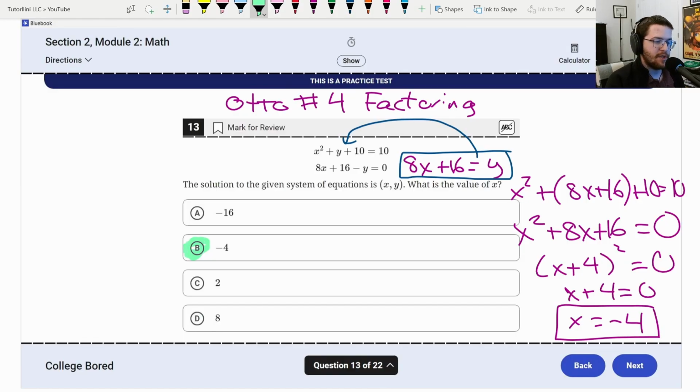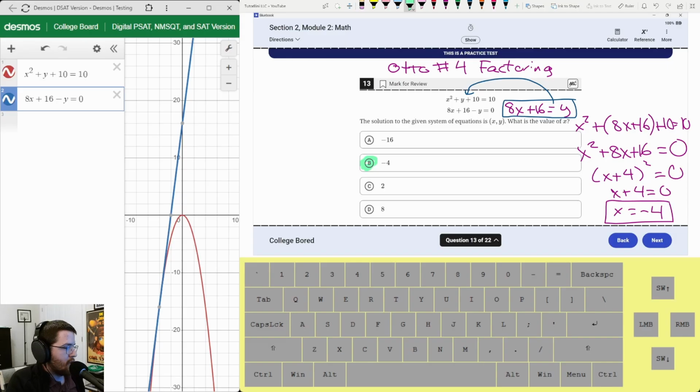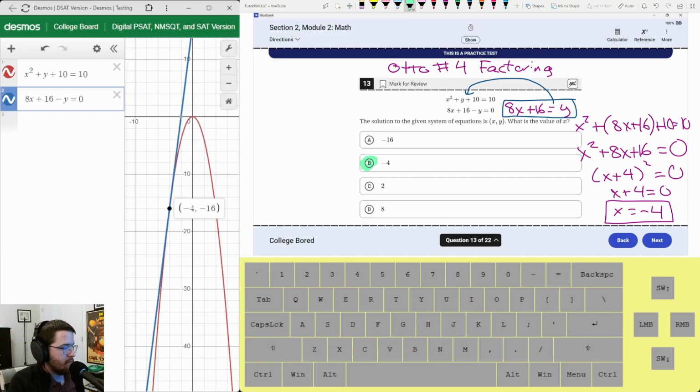We can also do this question entirely on Desmos, so let's go do that. Okay, so all I did was just type in these two equations verbatim. I'm going to see where they intersect. They intersect at negative 4 comma negative 16. The question wants the x value, which is negative 4.